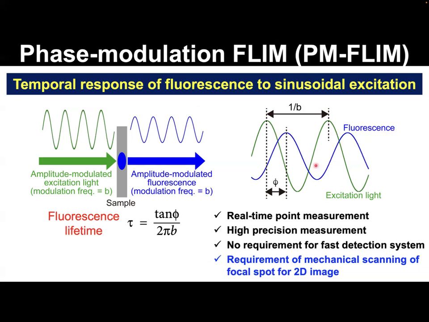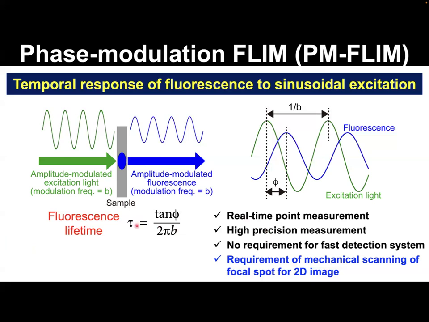So the time delay, the phase delay of phi, is related to the fluorescence lifetime using this equation. Therefore, we can determine the fluorescence lifetime by measuring phi and b. Such a PM FLIM has the advantages of real-time point measurement, high precision measurement, and no requirement for a fast detection system.